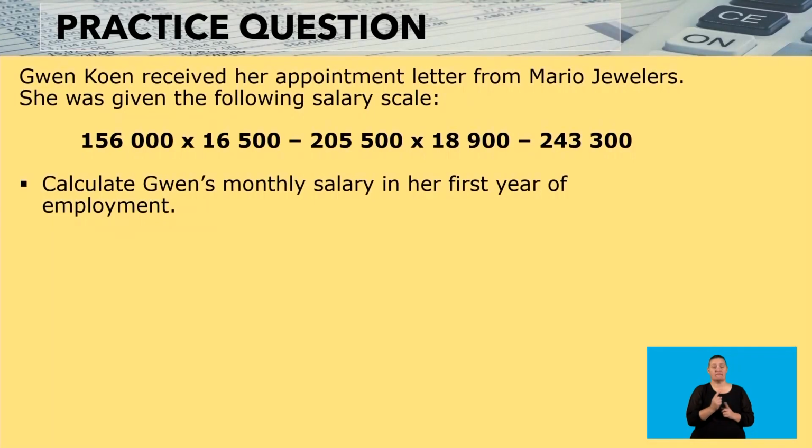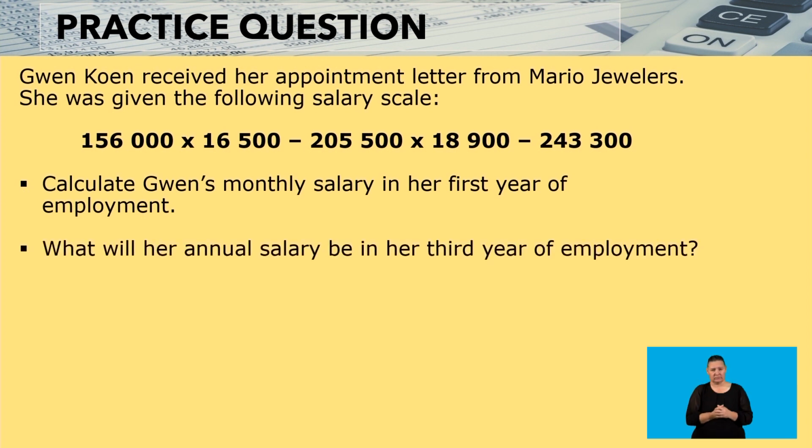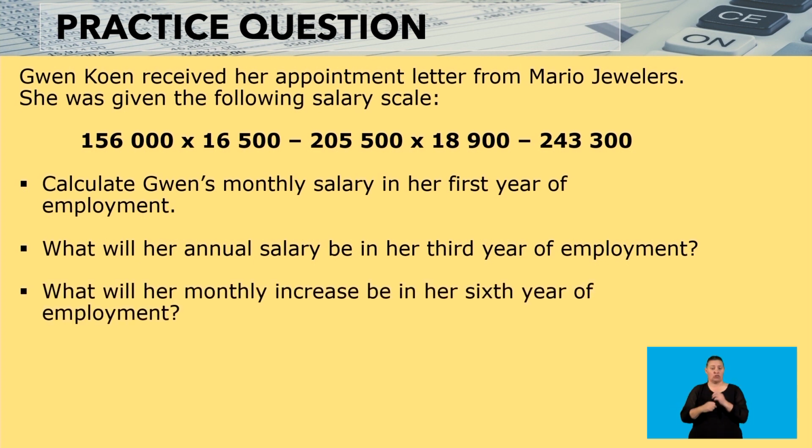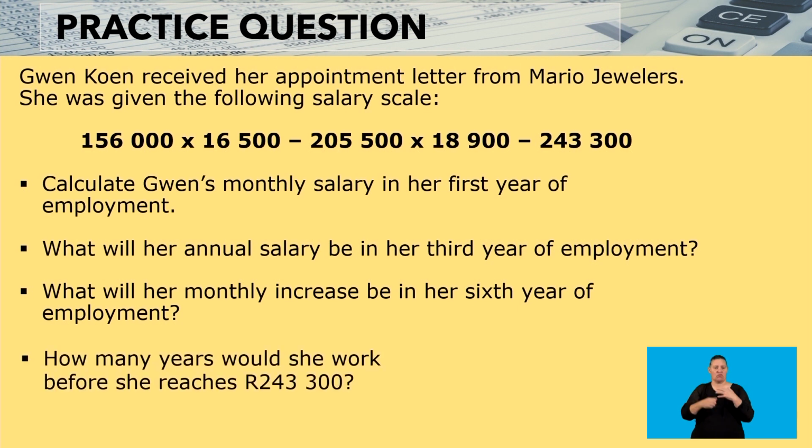The first question that we're going to answer is calculate Gwen's monthly salary in her first year of employment. This will come from the calculations that we're going to do. What will her annual salary be in her third year of employment? What will her monthly increase be in her sixth year of employment? And how many years will she have to work before she reaches 243,300? We're going to see these questions again and answer them once we have done our salary scale calculations.